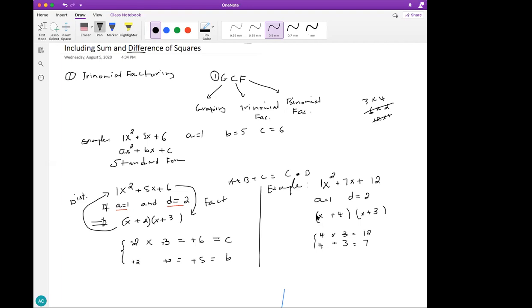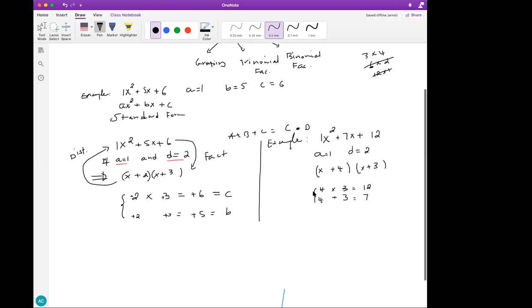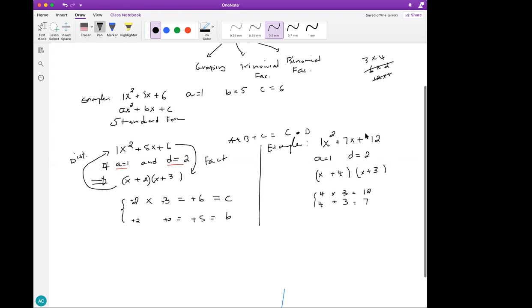And again, you can easily check by distributing and you will get back to this expression. It's a pretty simple way of factoring. You just need to find the numbers. So two steps: make sure you have 1 and 2 here, and it's a trinomial, of course. Then find two numbers that multiply to C and add up to B. Always start with the multiplication because it narrows down the choices.